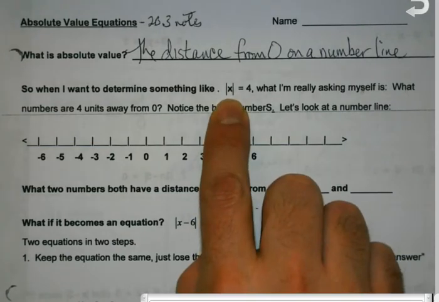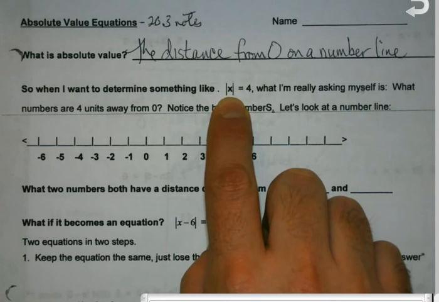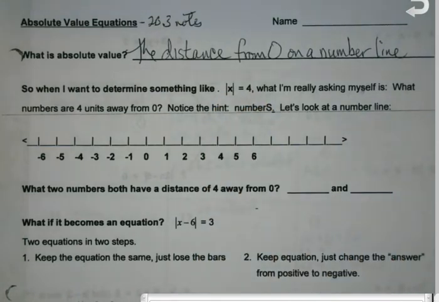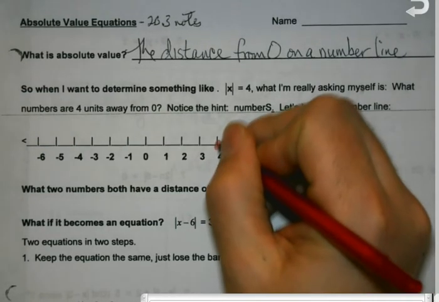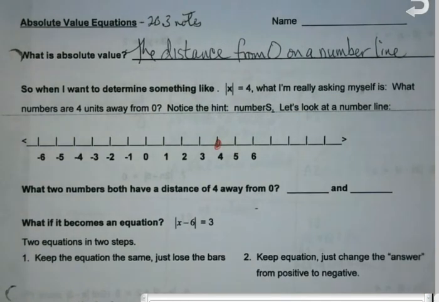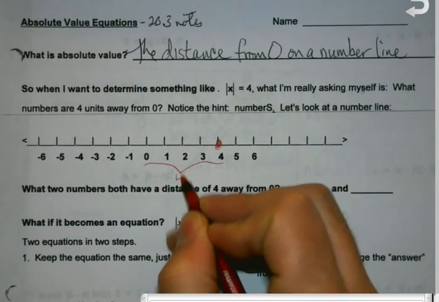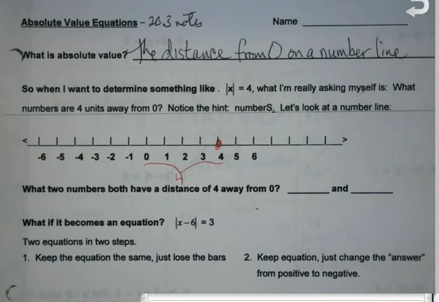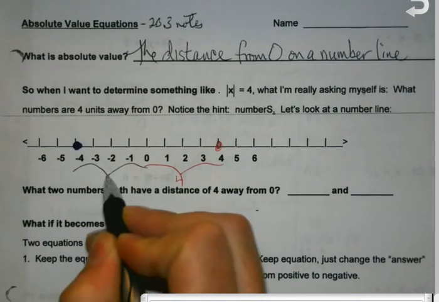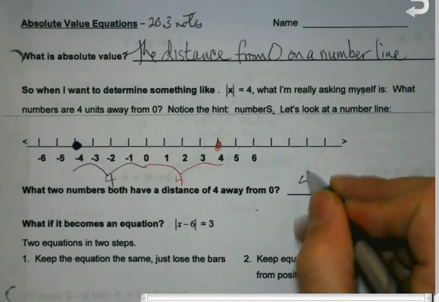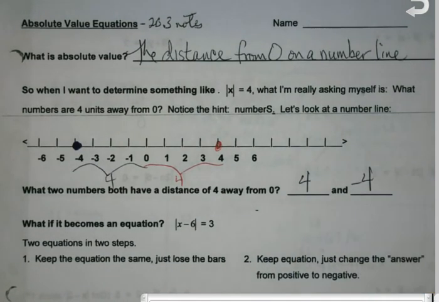So if I ask you the absolute value of x equals 4, the question we're really asking is, what mystery numbers for x are 4 away from 0? I'm looking at 0, here's 4, that's 4 away. Are there any other numbers that are also 4 away? Negative 4 is also 4 away. So my answers would be 4 and negative 4, because when I take absolute value, whatever's in those bars comes out positive.